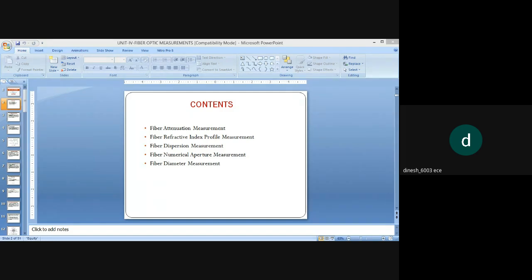Next is the basic measurement, which is the numerical aperture. Numerical aperture can be found out from the refractive indexes. If the refractive indexes are known, you can easily find the numerical aperture. There is also a procedure for finding numerical aperture, so we'll see that. The last measurement that is necessary for an optical fiber is the diameter. The diameter of the core and the diameter of the cladding are to be measured, such that during the coupling process, appropriate measurements are done.